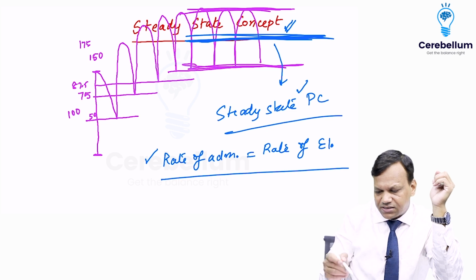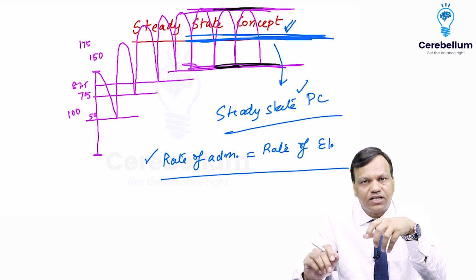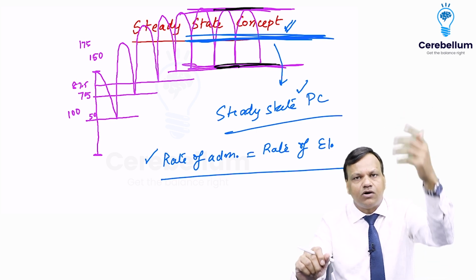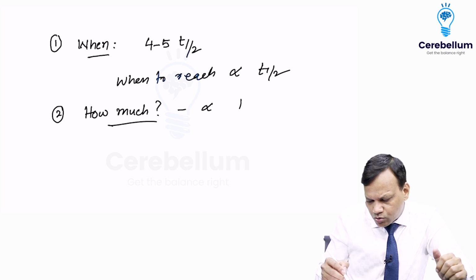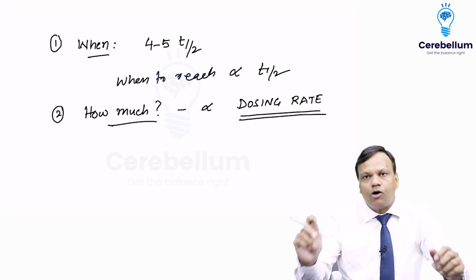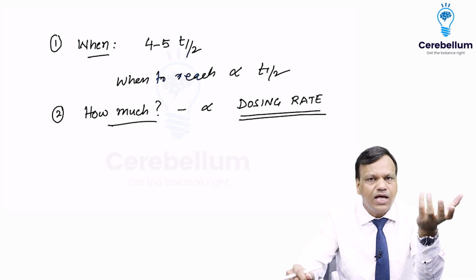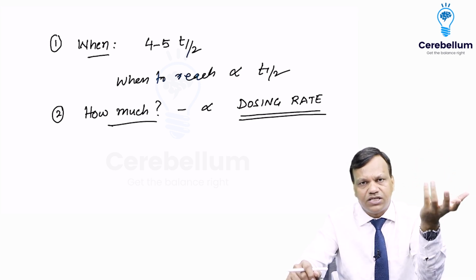That means the steady state concentration which we are achieving here, how much will this concentration be, whether it will be 100, 200, 500, 1000. So what will it depend on? Obviously it will depend upon dosing rate. How much dose and how frequently we are giving, the total rate per unit time. If we are giving more per unit time, more will be achieved. If less, less will be achieved.